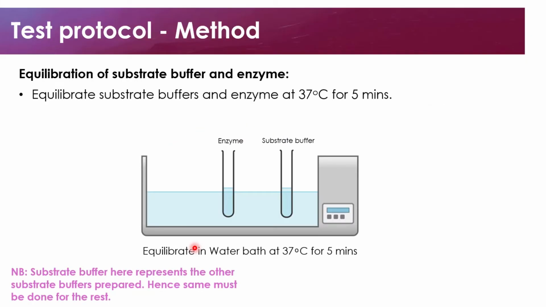So the next is the equilibration of our substrate buffers and our diluted enzyme. To do this, we equilibrate the substrate buffers and the enzyme at 37 degrees Celsius in a water bath for 5 minutes. What we also have to note is that the substrate buffer here represents the other substrate buffers prepared. So whatever is being done to this substrate buffer in this experiment, the same must be done to the rest of the substrate buffers in the other test tubes.